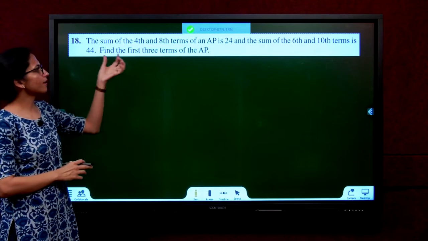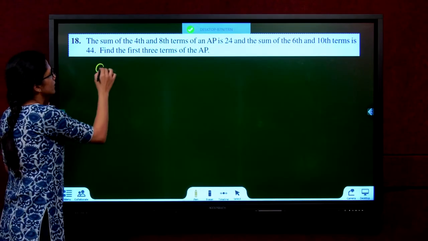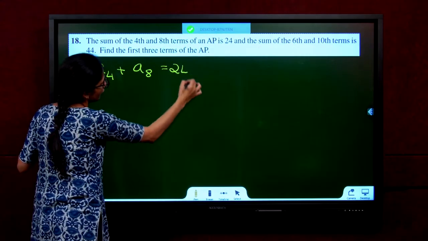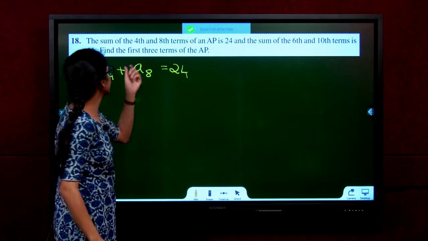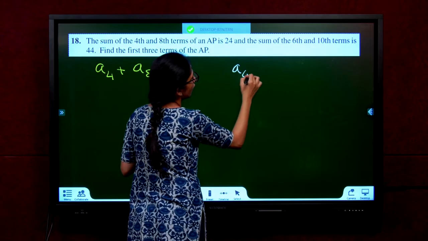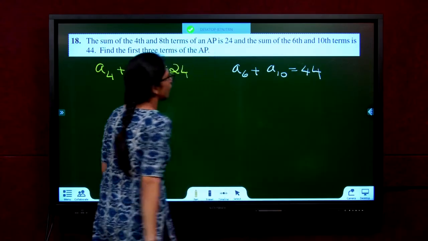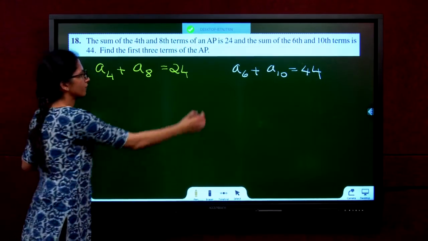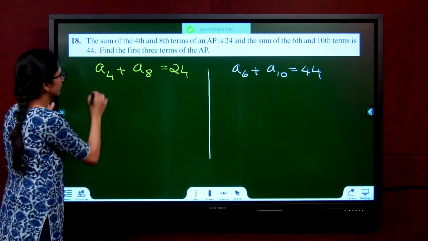18th one. The sum of the 4th and the 8th term of the AP is 24. The sum of the 6th and the 10th term of the AP is 44. 6th term and 10th term if I add is 44. Find the first 3 terms of the AP. First solve them separately.